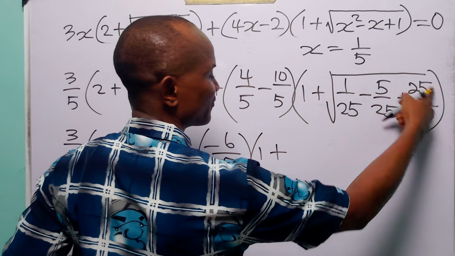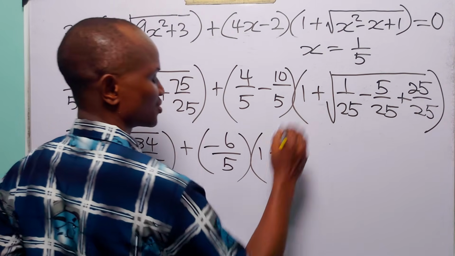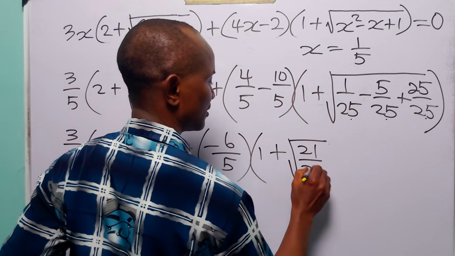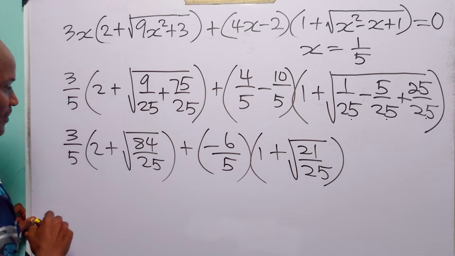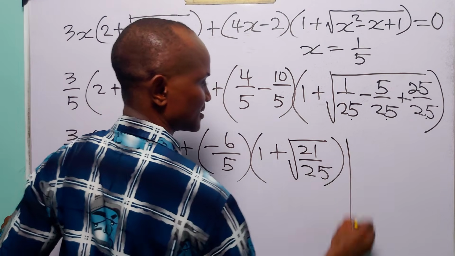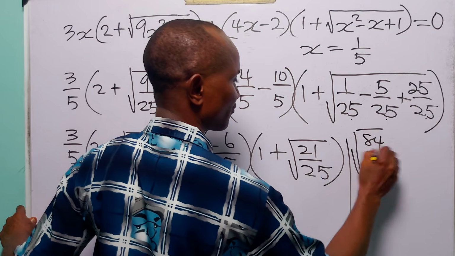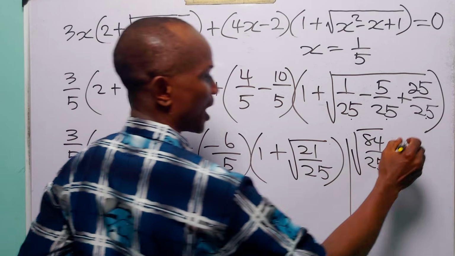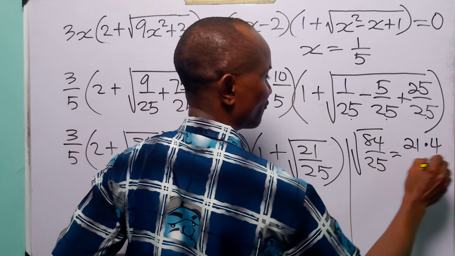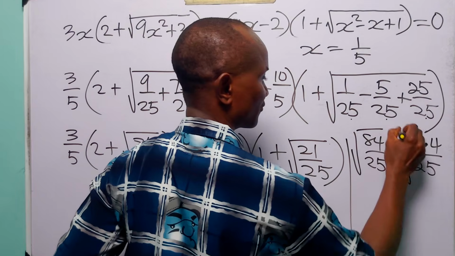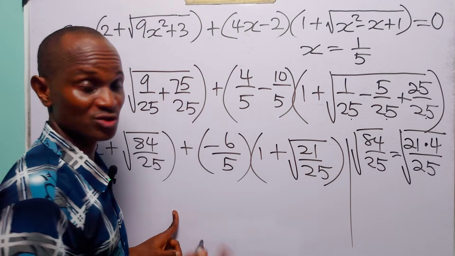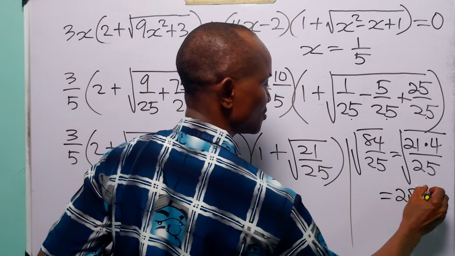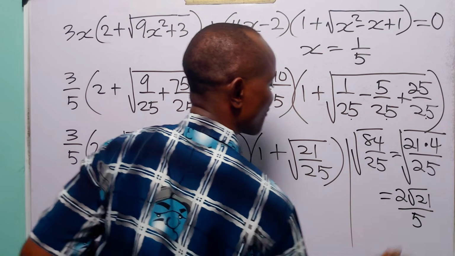1 plus 25 minus 5 is 20 plus 1. This is root 21 over 25. Now let us look at this. That is the square root of 84 over 25. 84 is 21 times 4 over 25. The square root of 4 is 2 and the square root of 25 is 5. So this is equal to 2 root 21 over 5.